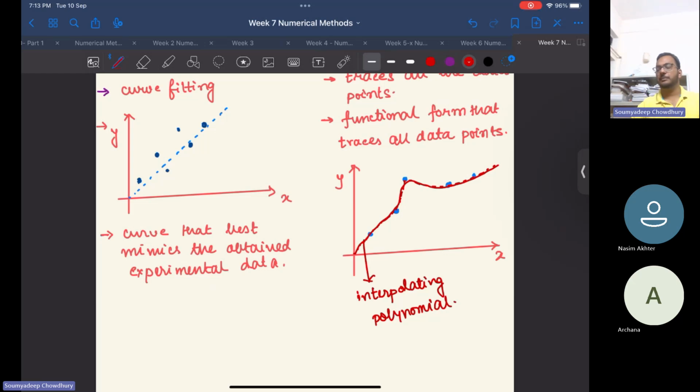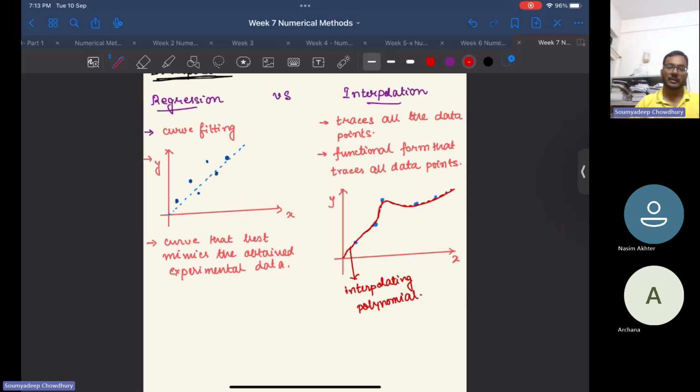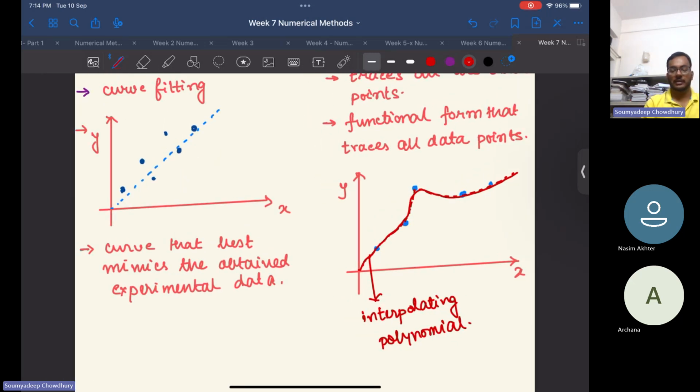So the main difference between curve fitting, this regression, and interpolation is that the regression polynomial, that is the regression line, the line of best fit, need not pass through all the data points. However, in interpolation, the plot of the interpolating polynomial basically passes through all the data points. Both are a sort of approximation to the data points which we have.